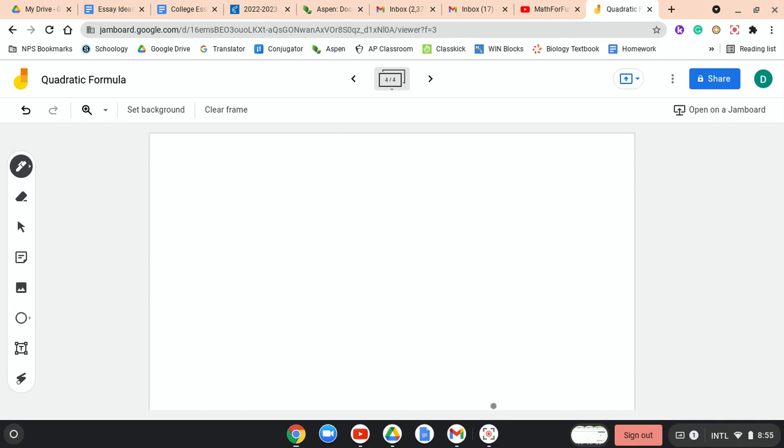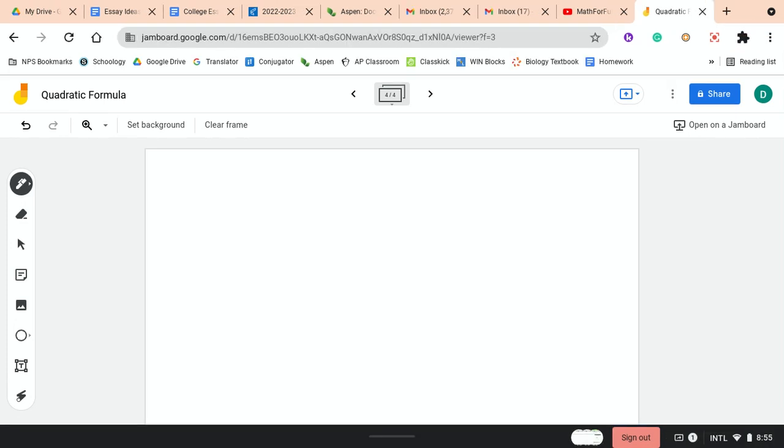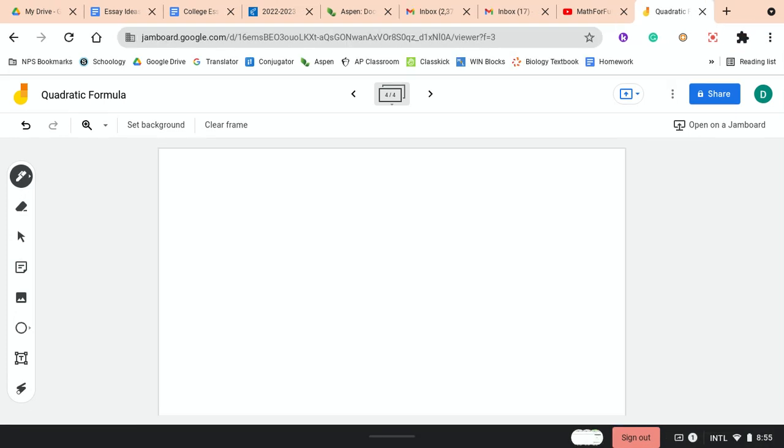But this is going to be basically the same video, just deriving the quadratic formula on Jamboard instead. All right. So yet again, the purpose of today's video is to understand why the quadratic formula works, where it comes from, and how to derive it. All right. So I'll start by just writing the quadratic formula that we're probably all very familiar with.